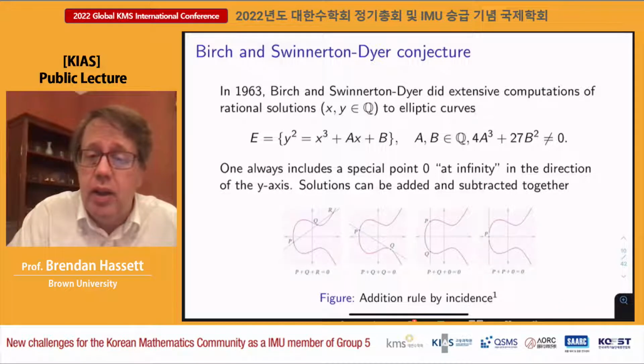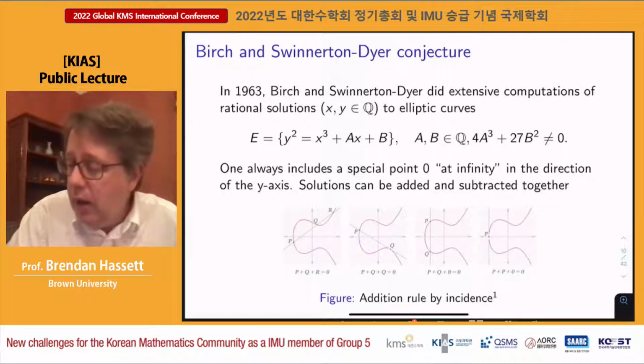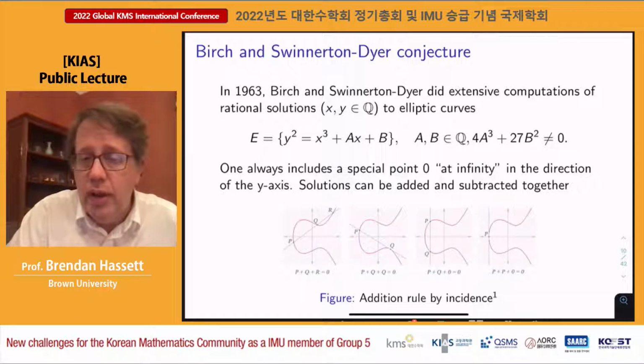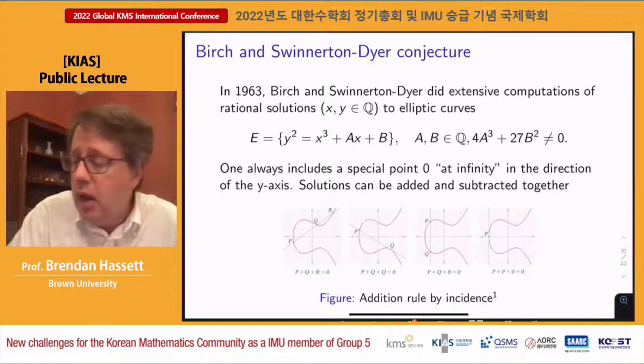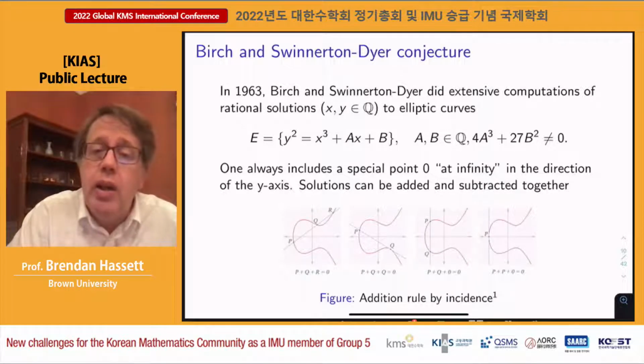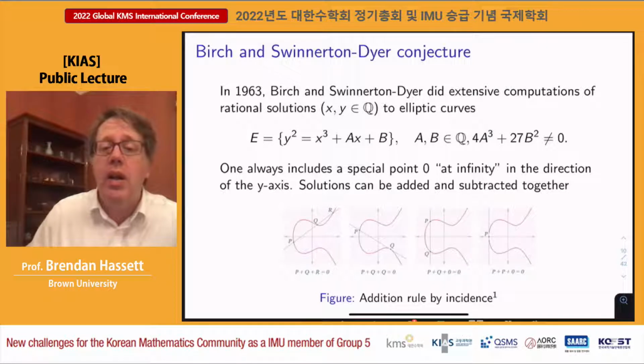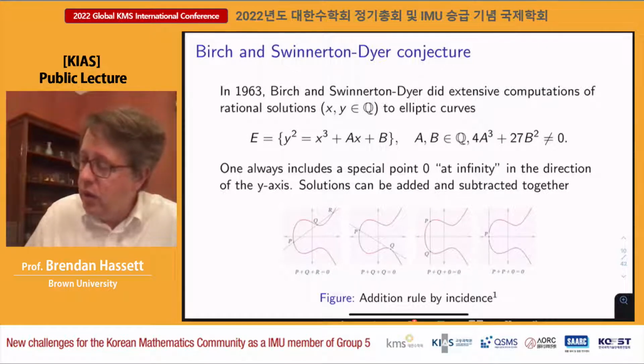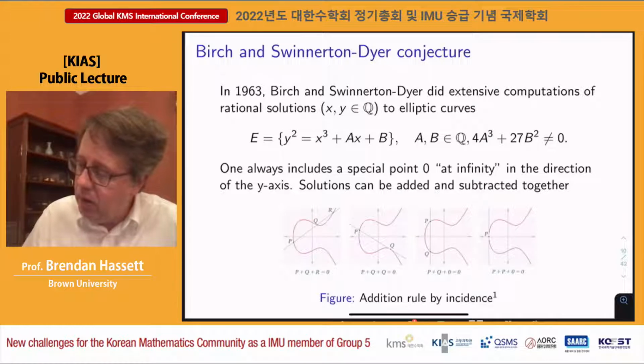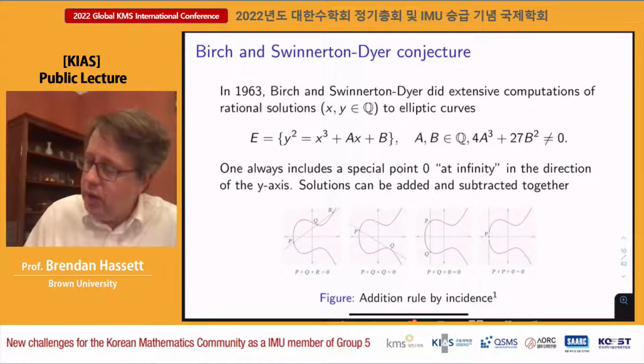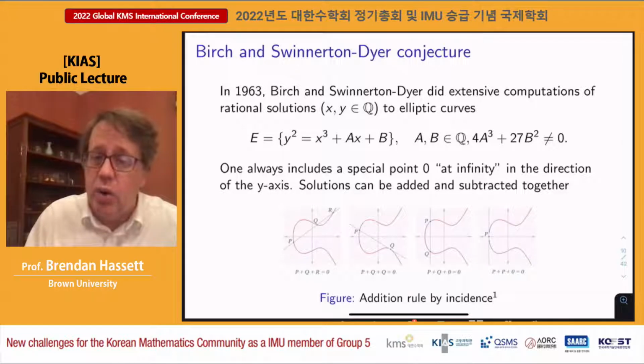And throughout the 19th century, it was one of the pinnacles of mathematical work. So elliptic functions and elliptic integrals were a staple of research mathematics through the 19th century. We're not going to need all that. We just need the fact that if you look at the solutions here, the solutions can be added and subtracted together. So the solutions with x and y rational numbers can be added and subtracted.